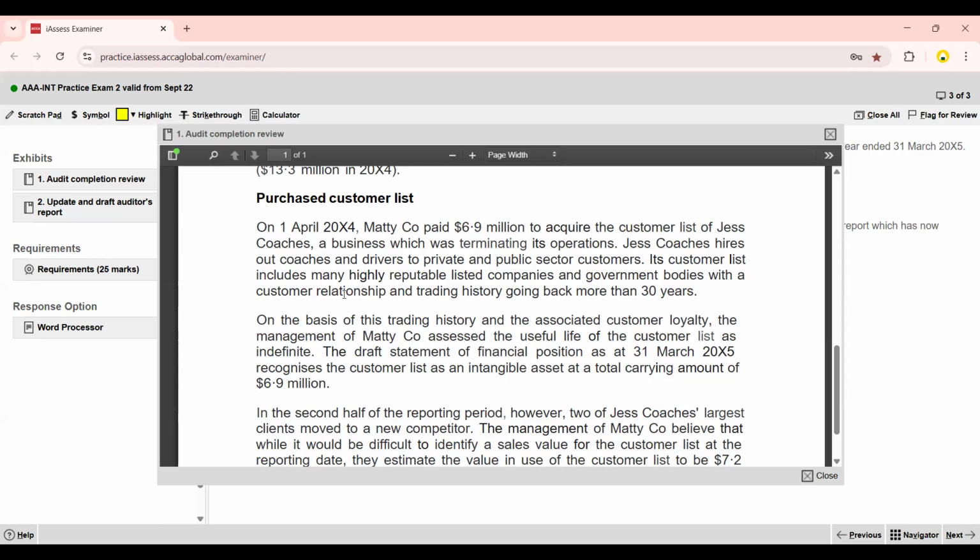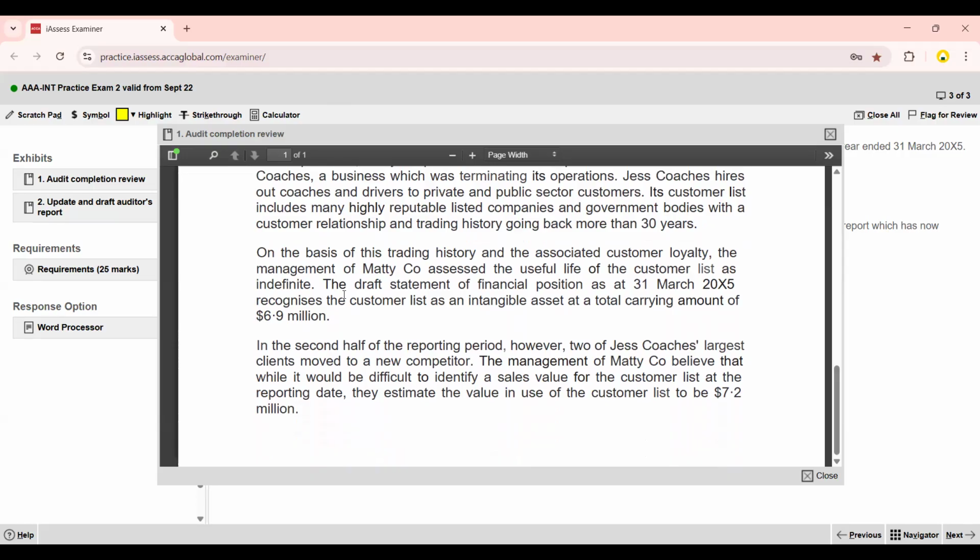On the basis of this trading history and the associated customer loyalty, the management of Matty Company assessed the useful life of the customer list as indefinite. No, this is not correct. The draft statement of financial position as at 31st March 2005 recognizes the customer list as an intangible asset at a total carrying amount of $6.9 million. In the second half of the reporting period, however, two of J's Coaches' largest clients moved to a new competitor, meaning two clients moved to the competitor.